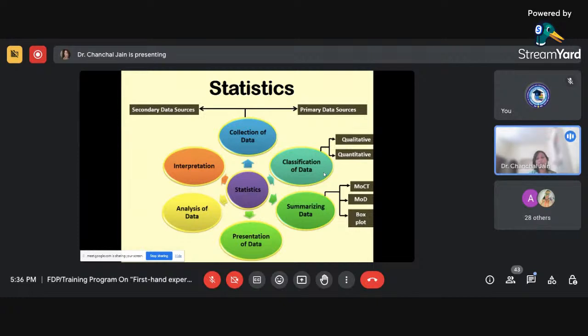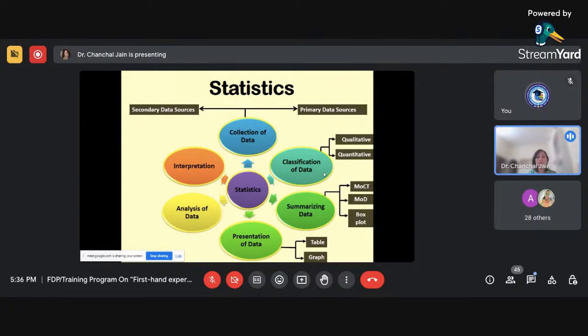Measures of dispersion, box plots, etc. So these can be some of the methods which we can use to summarize our data. After summarizing the data, we can also go for the presentation of the data. Usually two formats can be used to present the data. The first one is the table format. The second one is the graph.